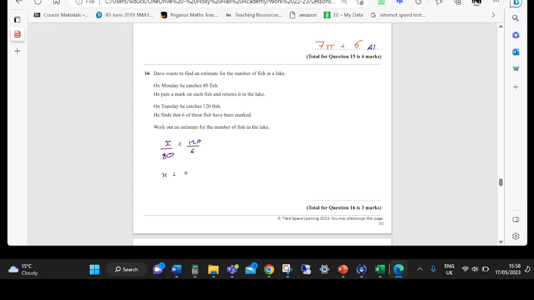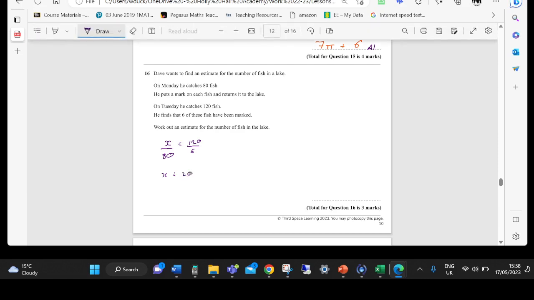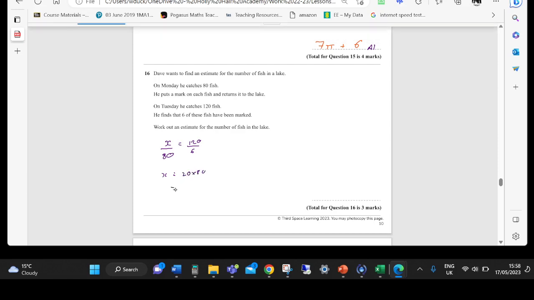So 120 divided by 6 is going to be 20. So it's 20 times 80. So my estimate is going to be 1600, so 1,600.